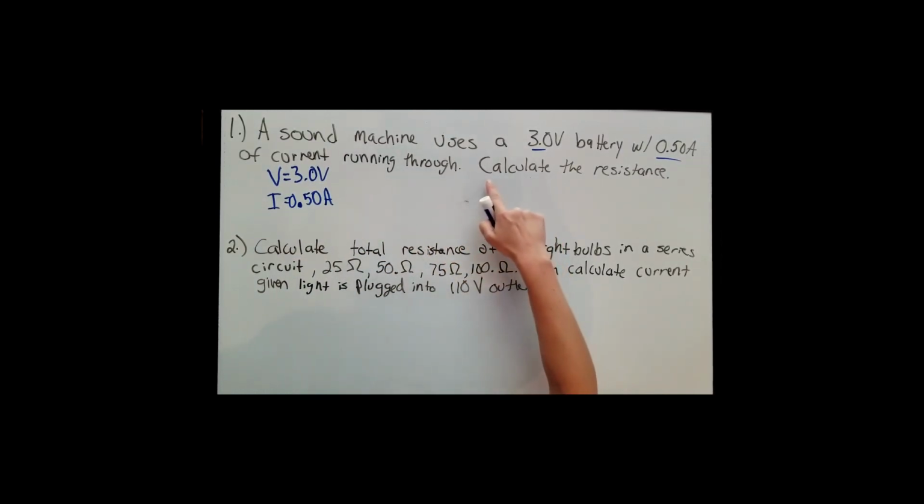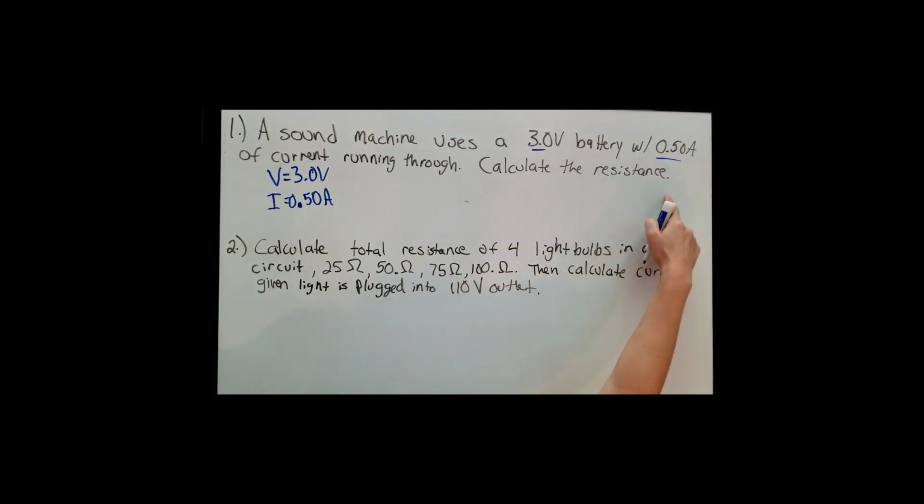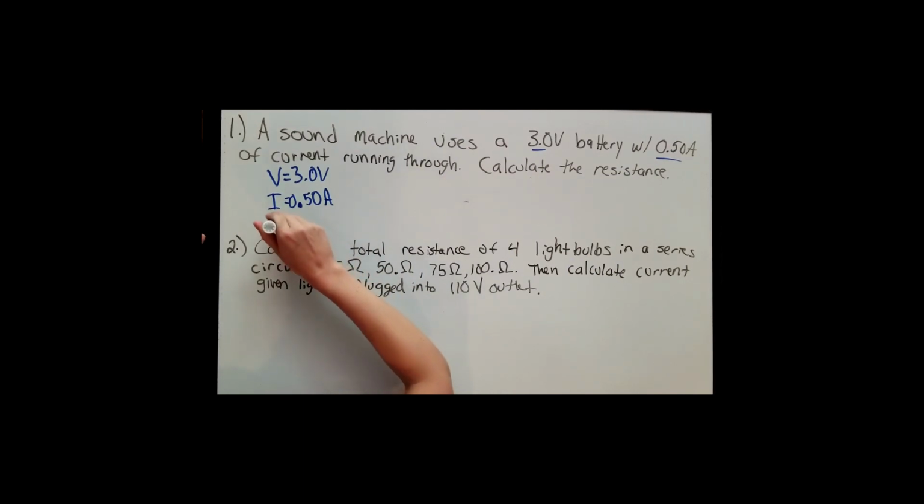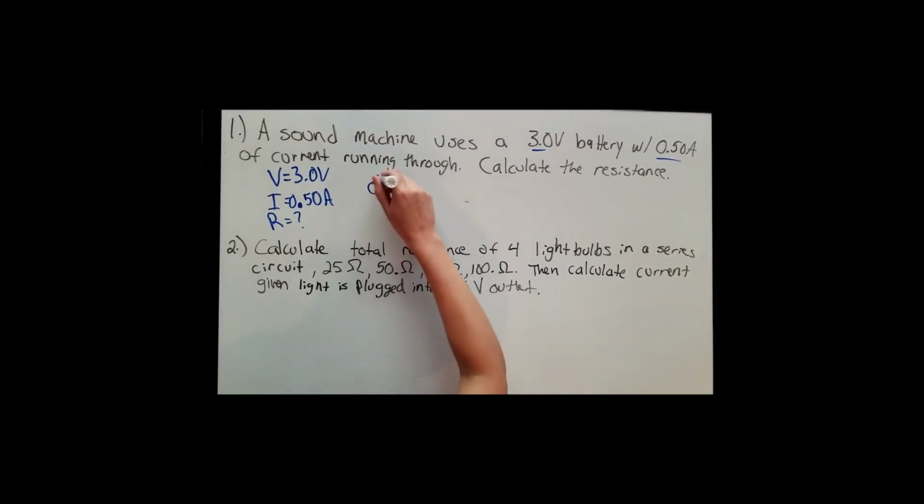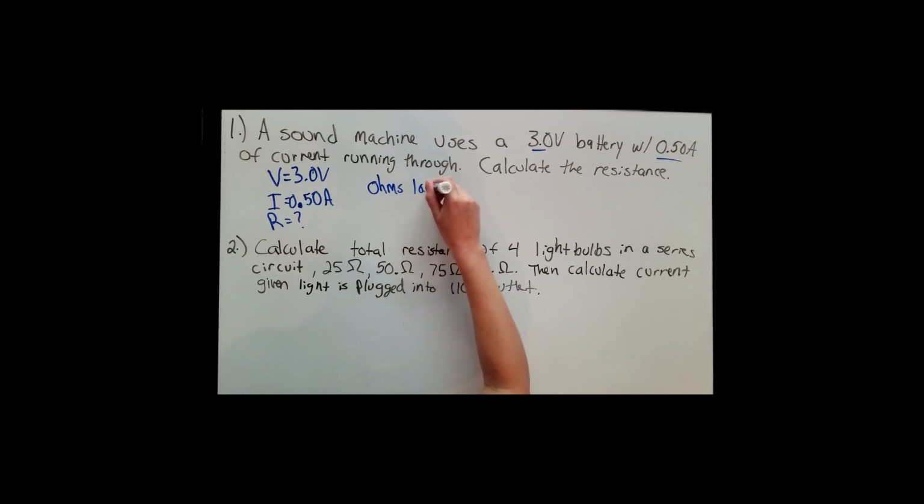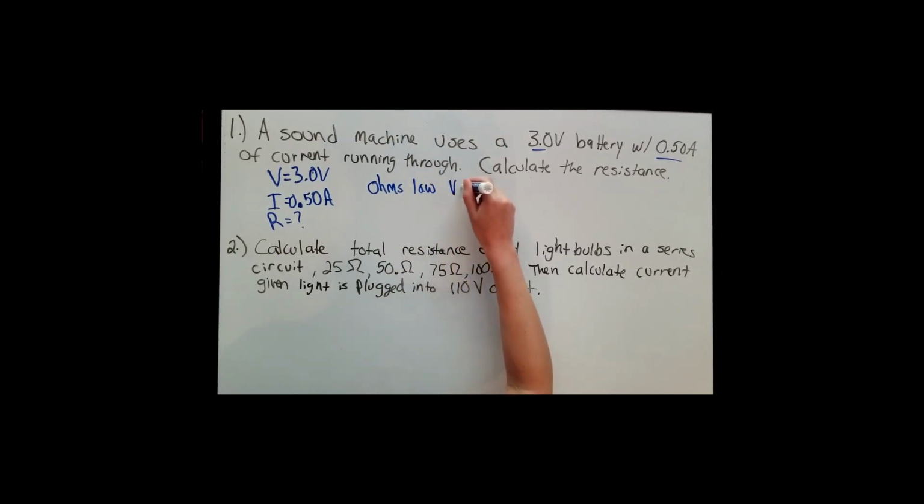And the last piece of information is saying calculate the resistance. So resistance is R. So the 3 variables I have are V, I, R. Ohm's law is going to help us here, which is V is equal to IR.